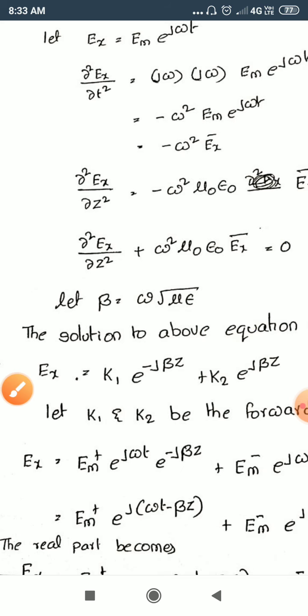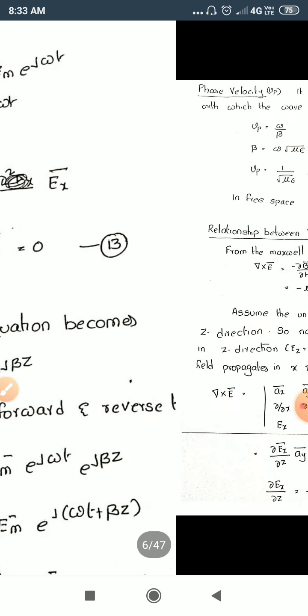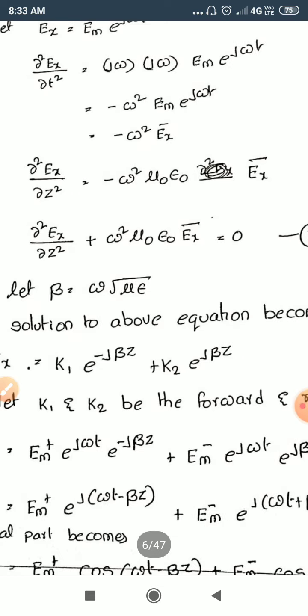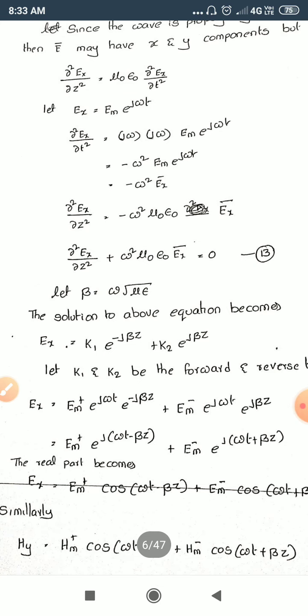Now the solution for the above equation is Ex equal to k1 e power minus j beta z plus k2 e power j beta z. Let k1 and k2 be the forward and reverse traveling waves, where k1 is the forward wave and k2 is the reverse wave. Remember, it is represented with an exponential. The negative sign is the forward wave and the positive sign is the reverse wave.